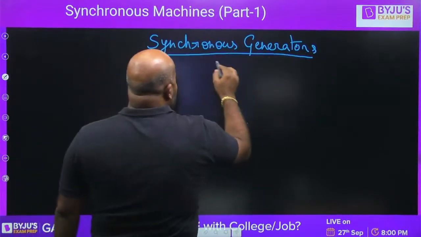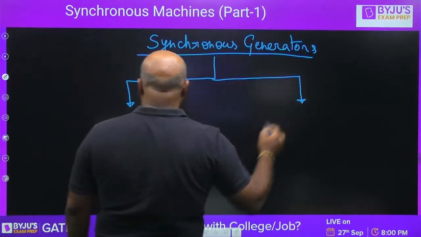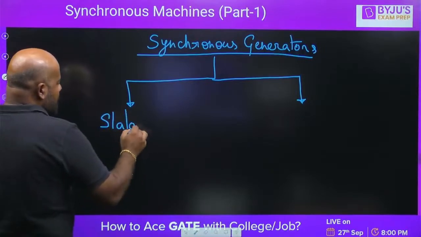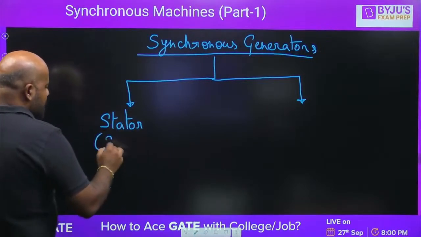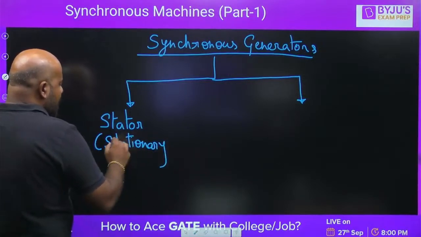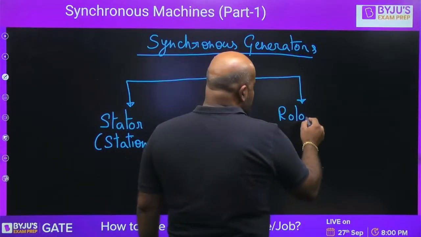Like any other machine, synchronous generators are also going to have two important parts. The first one is the stator, that is the stationary part, and then we have the rotor, which is the rotating part.